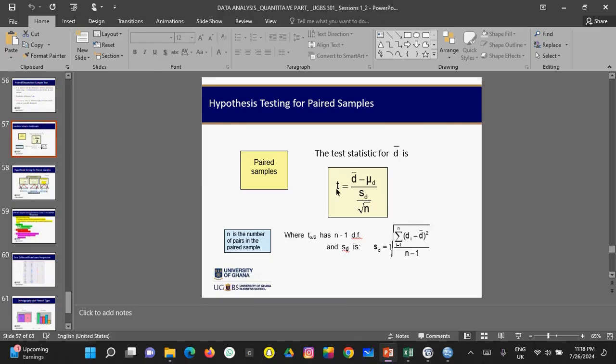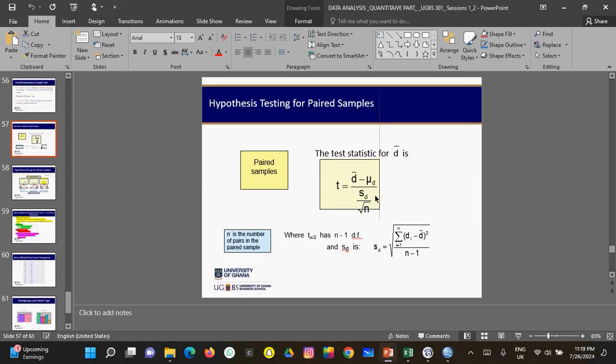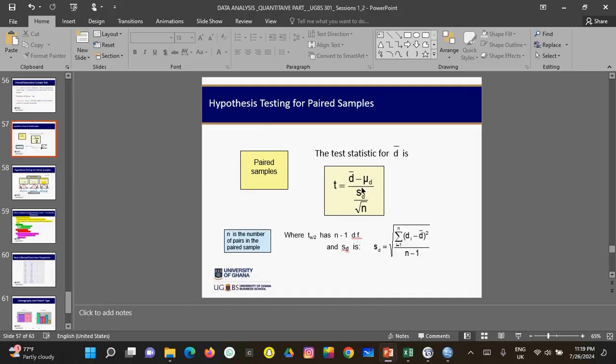The formula for the paired sample t-test is t is equal to d bar minus mu d, all over standard deviation all over root n. Note that this basically means that t is equal to the mean difference over the standard error. So what you are seeing down here, the denominator, is the standard error. And this is the mean difference.